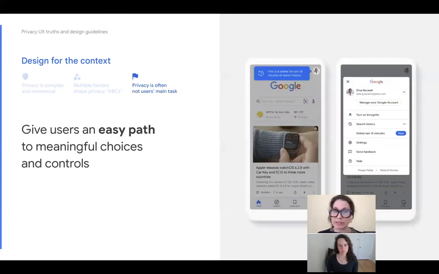It's also important to design an easy path to relevant choices and controls. Quick access to a privacy action is a good example. Here you see a tooltip tied to a fixed UI component, the profile picture, which brings up a menu of shortcuts to onward journeys and privacy-related actions like deleting the last 15 minutes of search history.